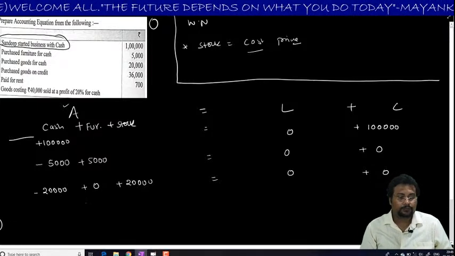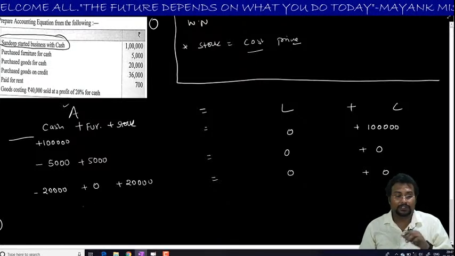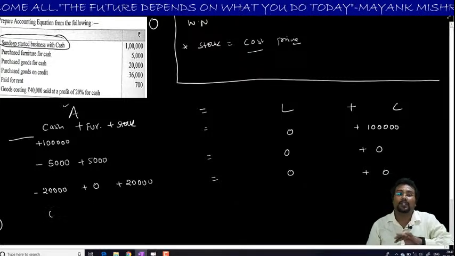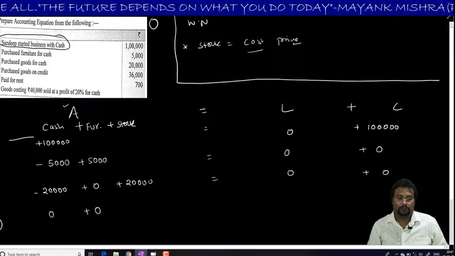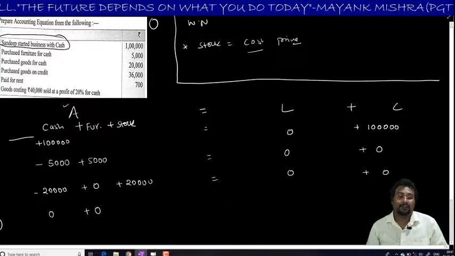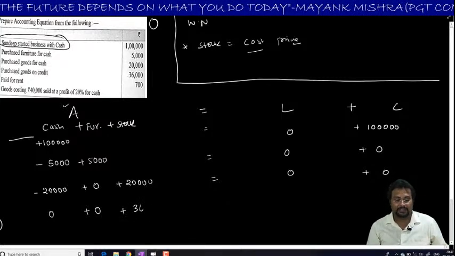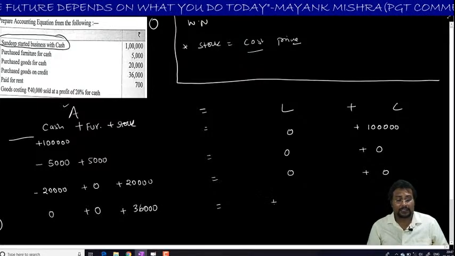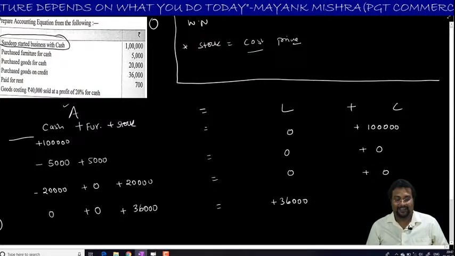Fourth one, purchase goods on credit. Now it is very important. We purchase the goods on credit without making the payment of cash. So any effect on cash? No. Any effect on furniture? No. Effect on stock? Yes. We purchase the goods, so goods are coming into the business, 36,000 rupees. Any future payment? Yes, this time.